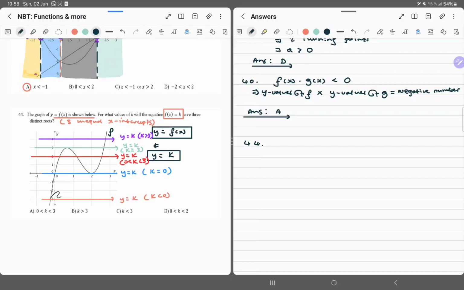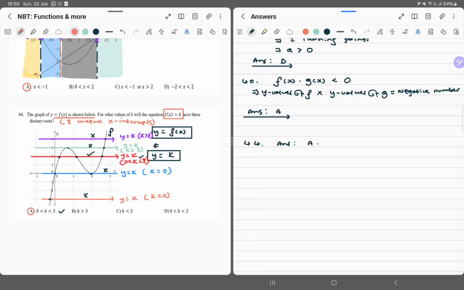3 times? This one only intersects once, so that's not correct. This one intersects twice. That's not enough. This one intersects 3 times, and that's what we want. This one intersects twice. That's not quite it. This one intersects once. That's not quite it. So where should our k be? K must be less than 3. So here we can just say the answer is k less than 3, greater than 0. So easy. There's nothing really much to say here.